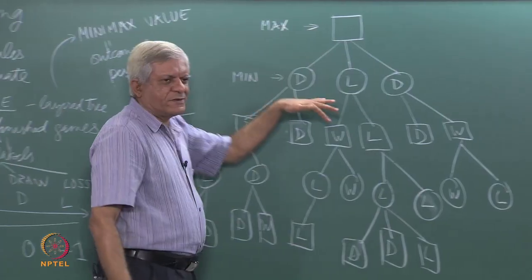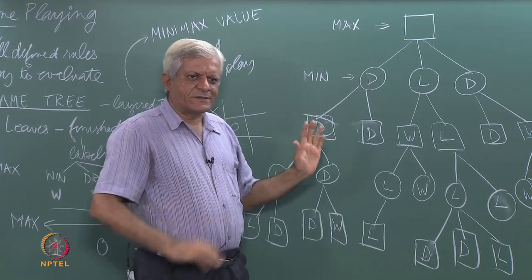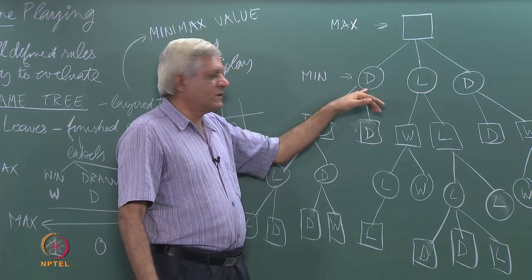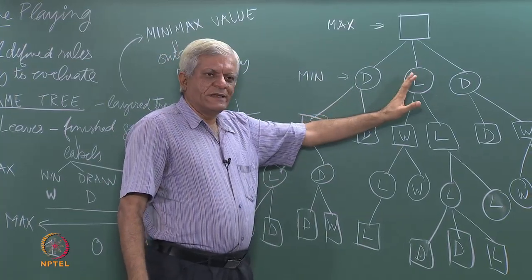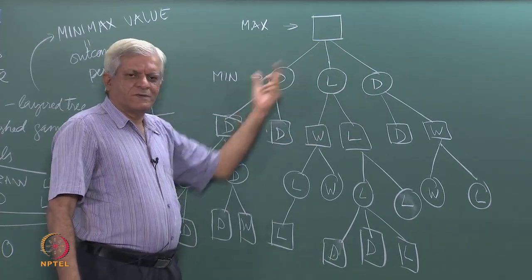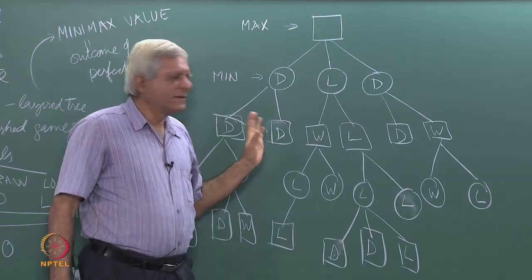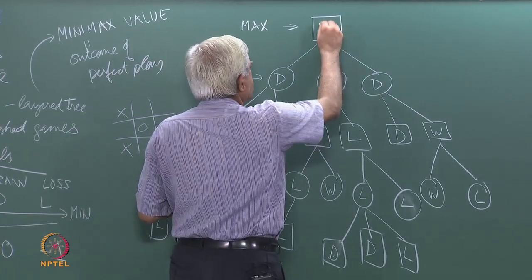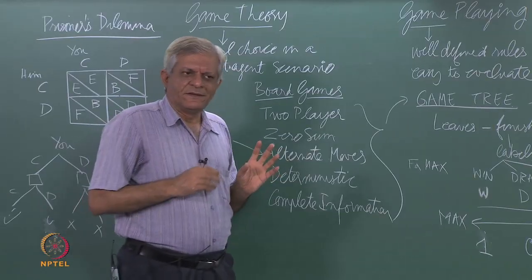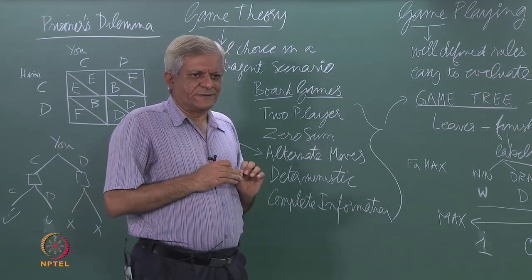So, at the top level you can see that max has 3 choices, one of them leads to a node which will eventually evaluate to a draw, this move will eventually lead to a loss, and this move will eventually lead to a draw. So, max can choose one of those other 2 moves rationally speaking, and the minimax value of the game is therefore D. So, this is a game which has a minimax value of D.